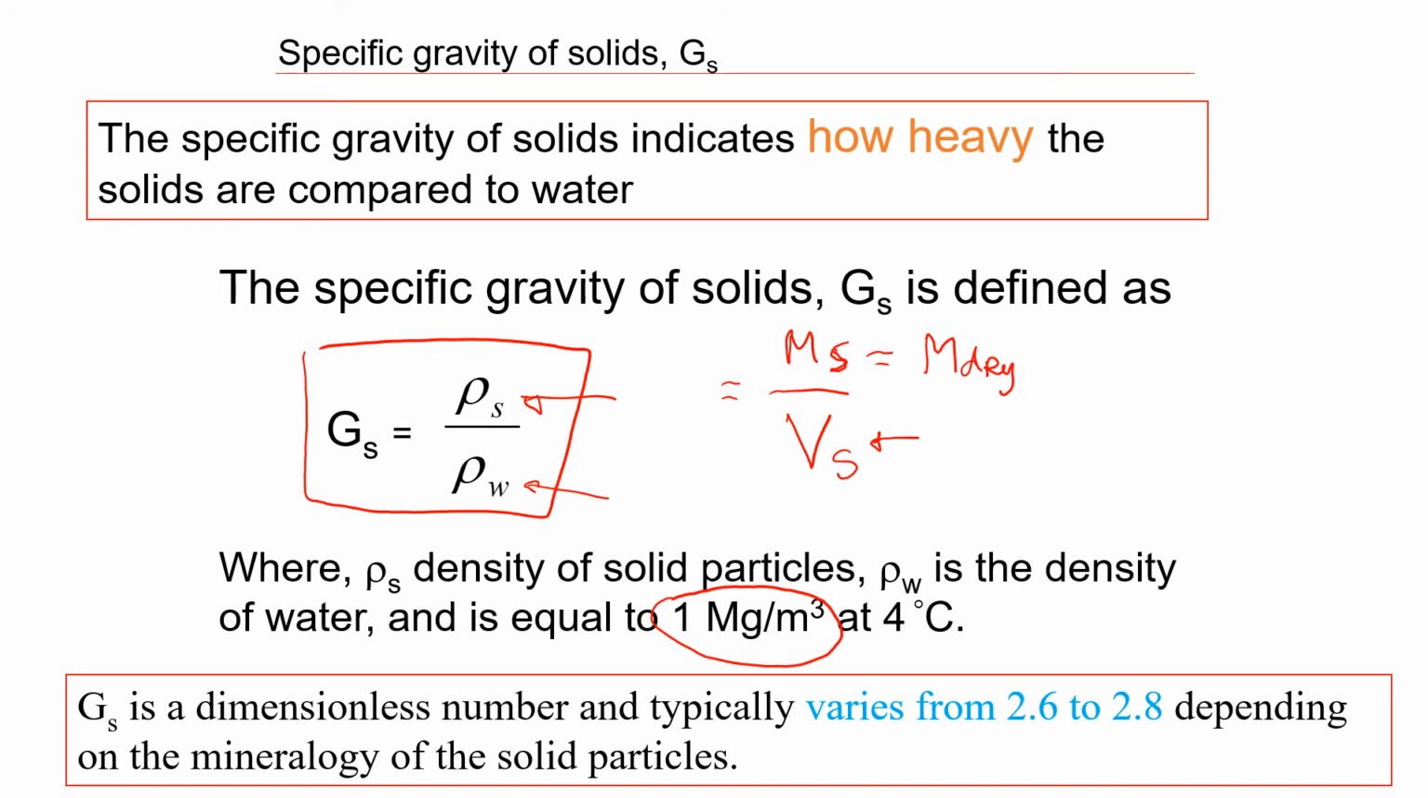And the density of solids will be in the range of about 2.5-2.8 grams per cubic centimeter. So in this case, you will notice that specific gravity has no units, and it typically varies in a very narrow range from 2.6 to 2.8, and these values depend on the type of soil, and in particular, it depends on the soil mineralogy.